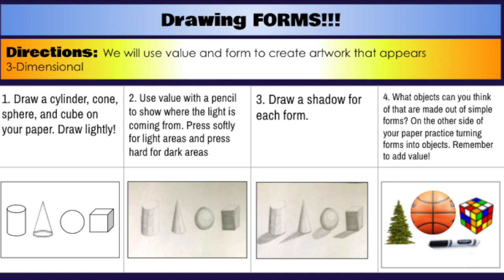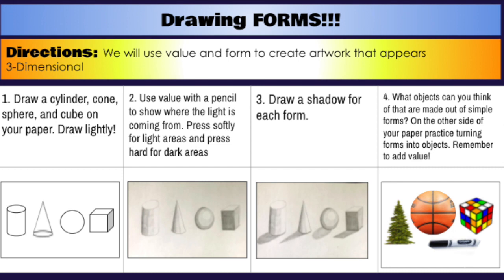Drawing forms. We will use value and form to create artwork that appears three-dimensional, or 3D. Here are the directions. First, we're going to draw a cylinder, cone, sphere, and cube on the paper. Draw lightly. Step 2, use value with a pencil to show where the light is coming from. Press softly for light areas and press hard for dark areas. Step 3, draw a shadow from each form.